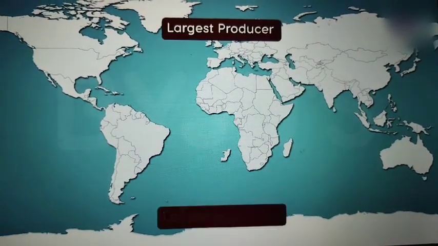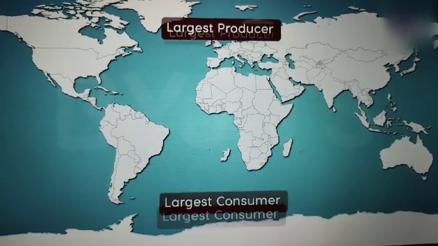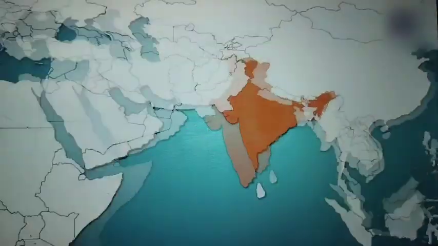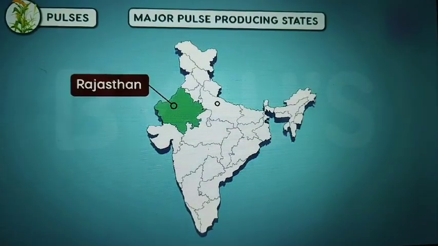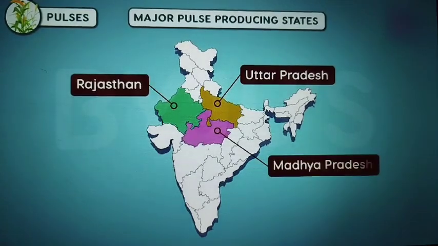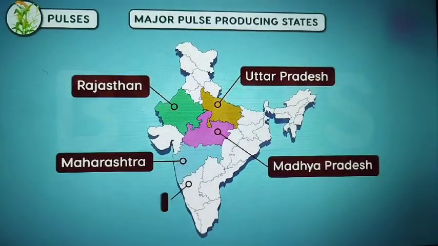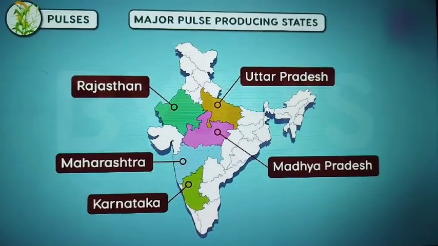The largest producer and consumer of pulses in the world is India. Rajasthan, Uttar Pradesh, Madhya Pradesh, Maharashtra, and Karnataka are the major producers of pulses.